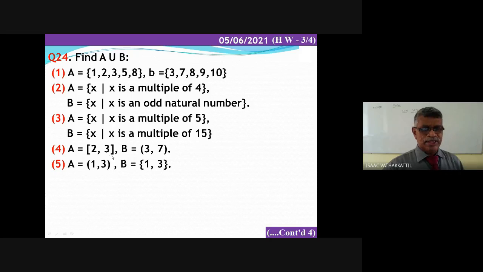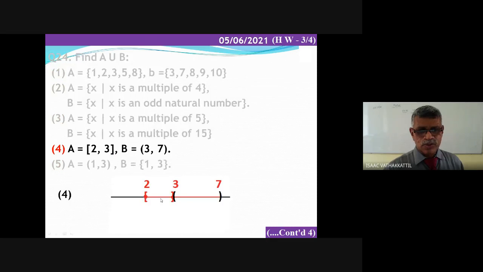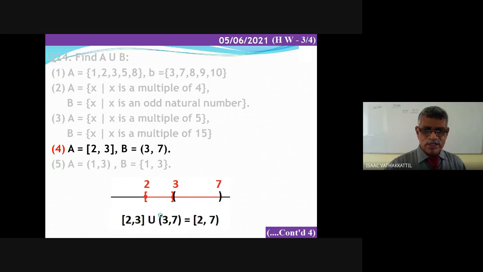What about the fourth? Closed interval 2, 3 and open interval 3, 7. 3 is already here, so the union will be the half-open interval 2, 7. Agreed? Yes, the half-open interval 2, 7. Okay.